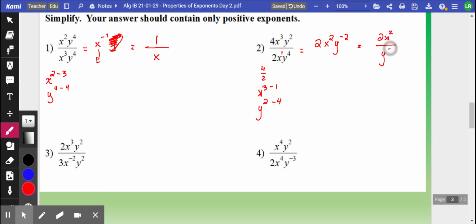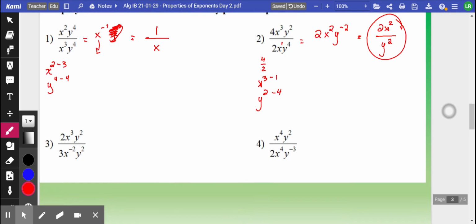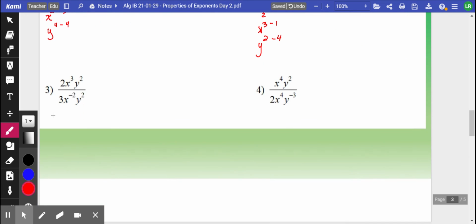That means that y squared goes on the bottom. Number 3, I start off with the fraction 2/3. Well, 2/3 cannot be simplified, so I still have 2/3. The x's are divided, so I'm going to subtract their exponents. So I have x to the third and x to the negative 2. Well, minus a negative turns that to plus, so I have x to the fifth.